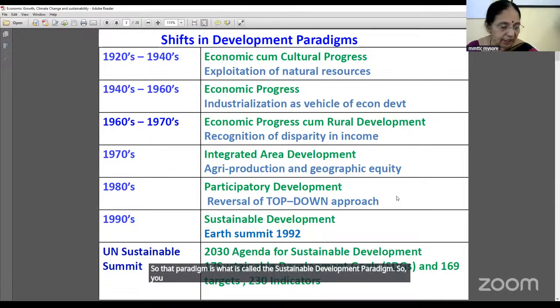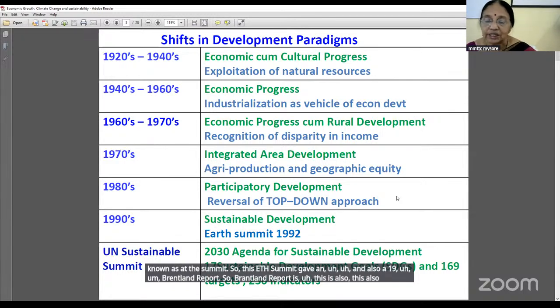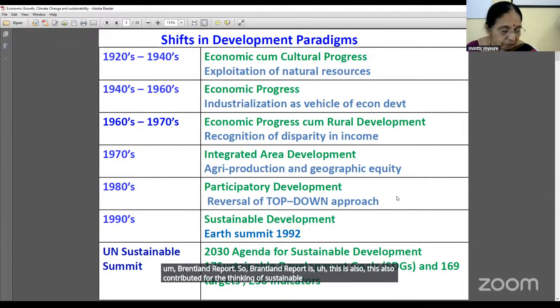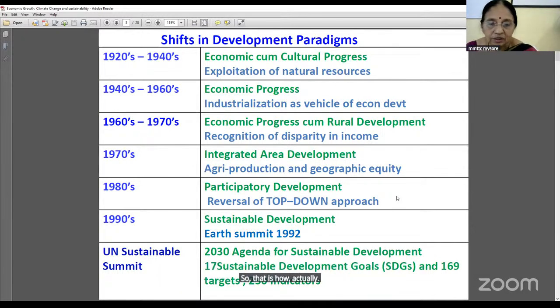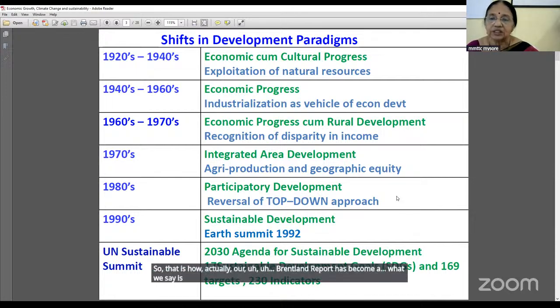So, in 1992, the UN Conference on Environment and Development, also known as the Earth Summit. So this Earth Summit gave, and also the Brundtland Report also contributed to the thinking of sustainable development. So the Brundtland Report is a report commissioned by the UN. This commission was asked to formulate a global agenda for change. So that is how the Brundtland Report has become a pillar of sustainable development thinking.